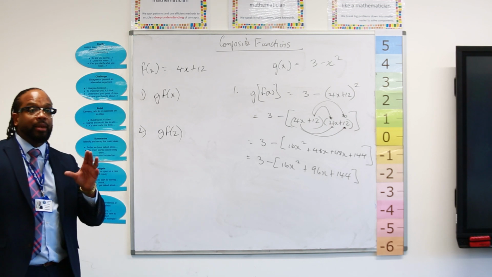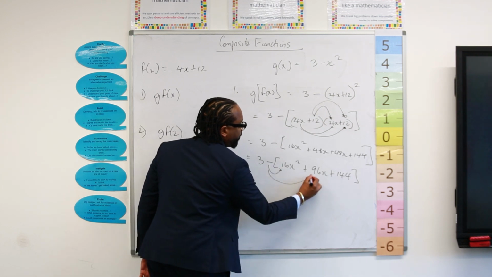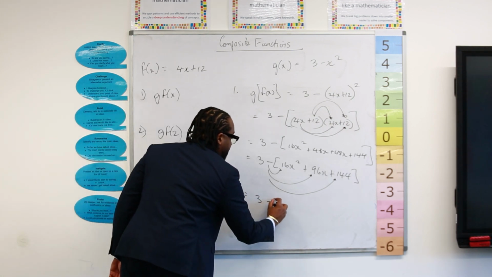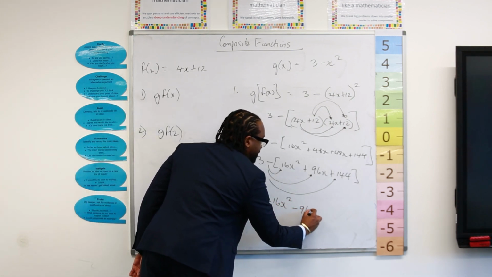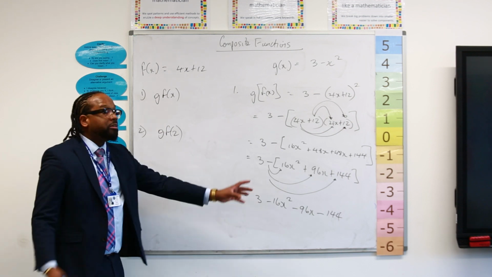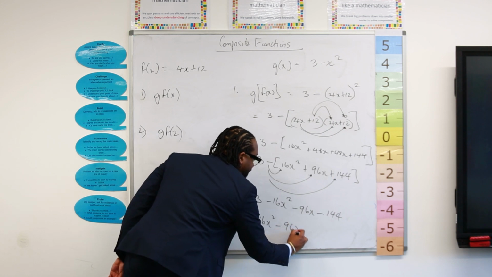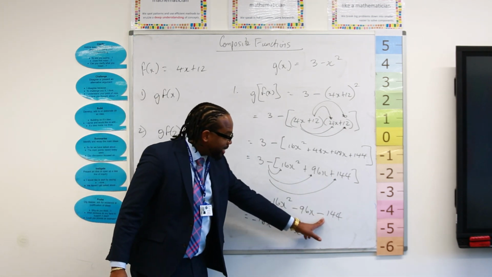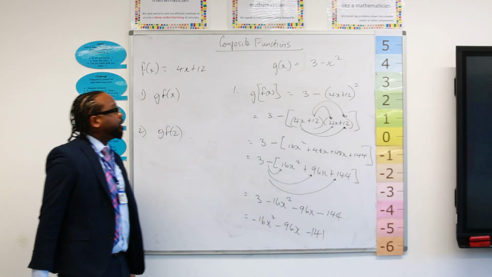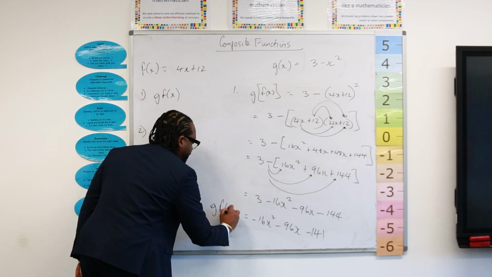Now students, here's the important bit. This negative sign will multiply all three terms inside the bracket, just like that. So it becomes 3 minus 16x squared minus 96x minus 144. Then to simplify, I'm going to add the like terms. It works out to be negative 16x squared minus 96x, and again, negative 144 plus 3 works out to be negative 141. So again, this is the expression for gf of x.